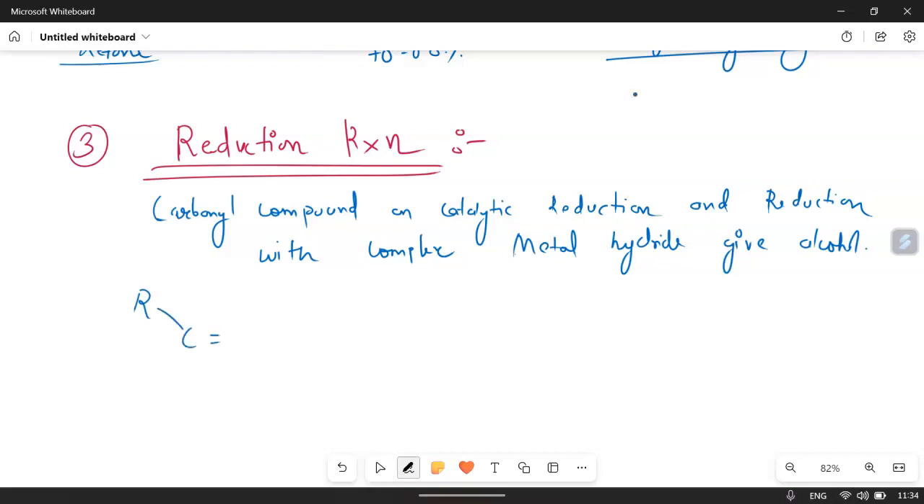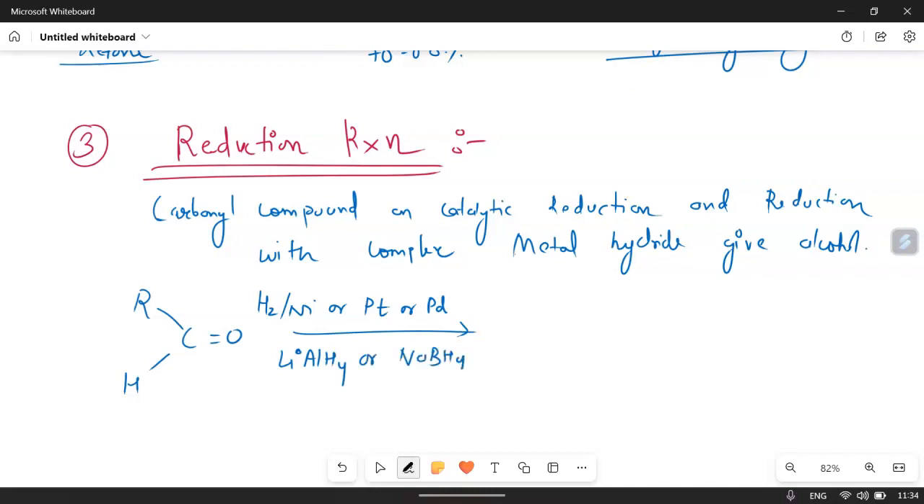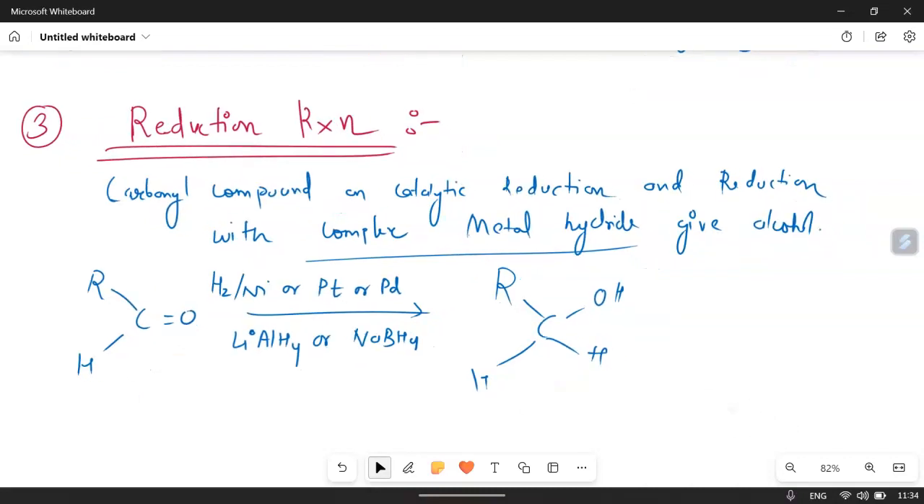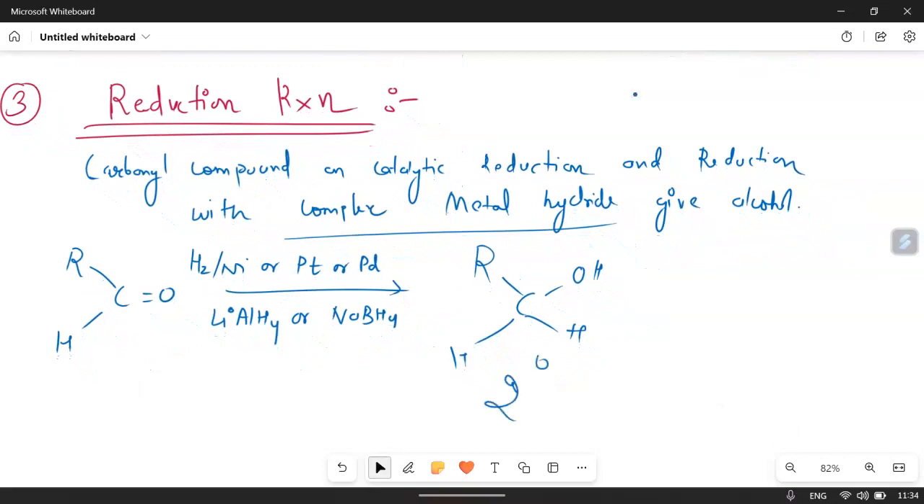Let's go with the example. For example, you have an aldehyde. This is your aldehyde in the presence of H2/Ni, or you can take Pt, Pd instead of Ni, whatever, or you can use LiAlH4, that is a strong reducing agent, or you can use NaBH4. Here you can use a complex metal hydride. That will give RCH2OH. Okay, further, this is your 2 degree alcohol. You can see 2 degree alcohol. This one is 1 degree alcohol. This is only one R group, so 1 degree alcohol.